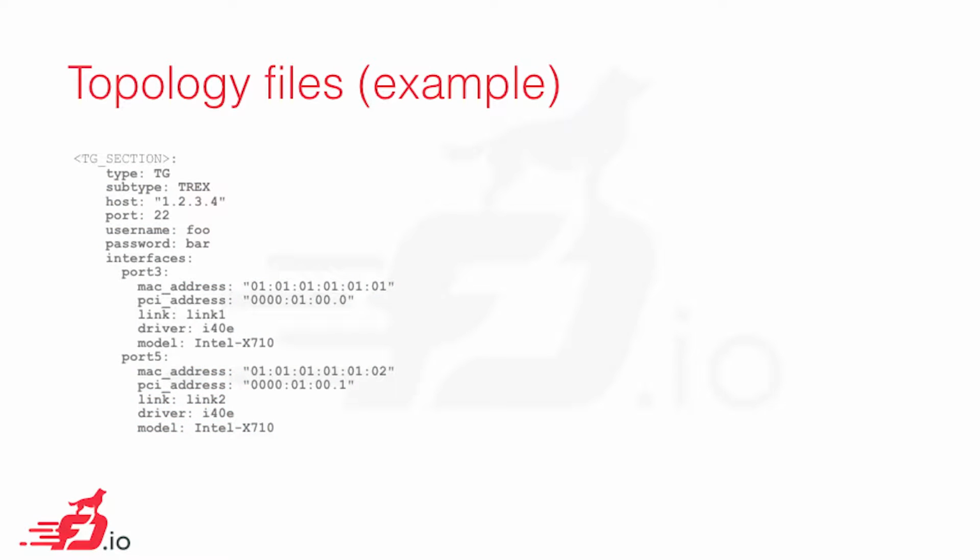And the TG section, I just put it on a separate slide because it's a bit unreadable. So the TG section contains, basically every node contains its type. If it is a TG, then it's a traffic generator, and then it can have a subtype. Currently we are using T-Rex, but if we add some lightweight traffic generator or something like that, we can change the subtype to Ixia or whatever it can be in the future.